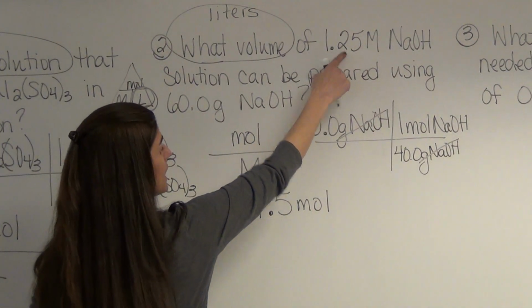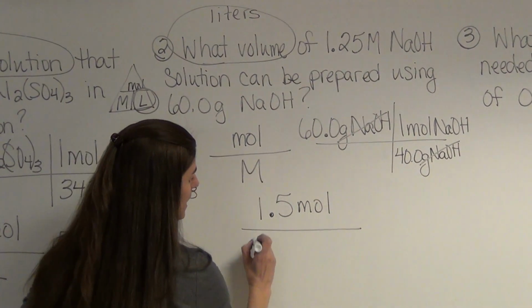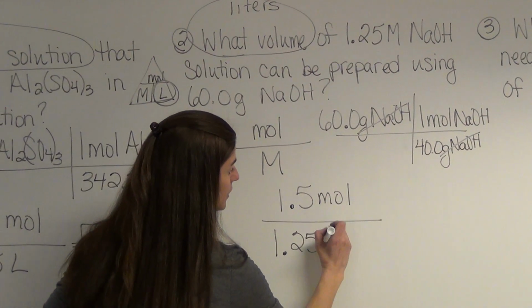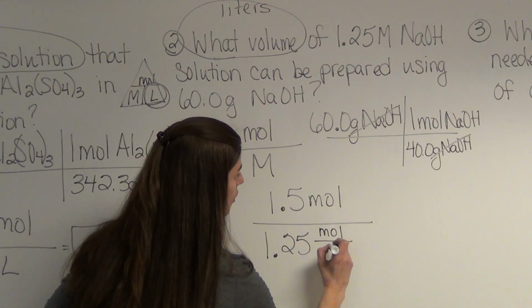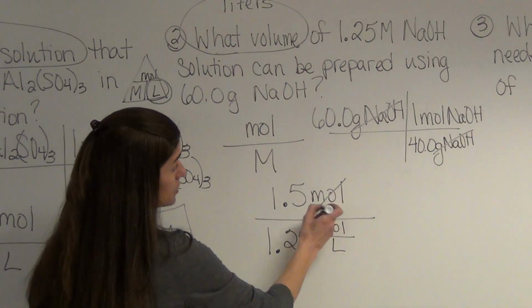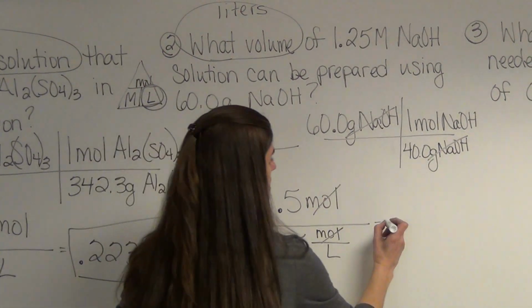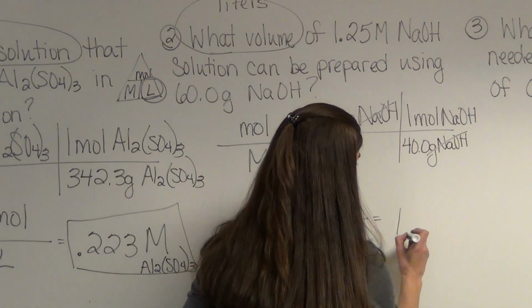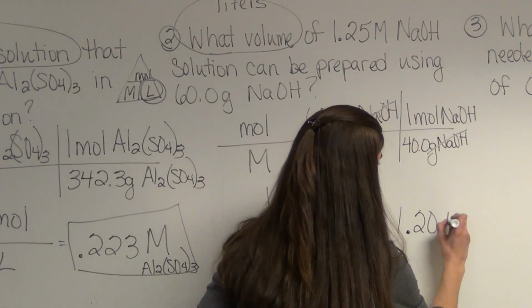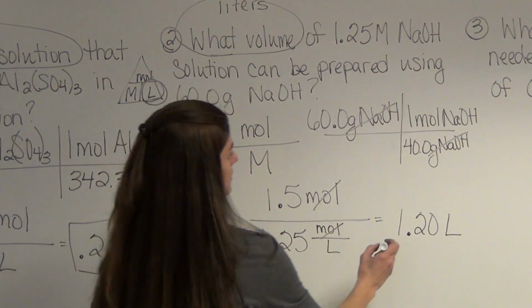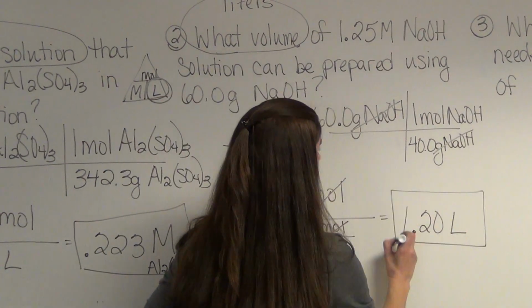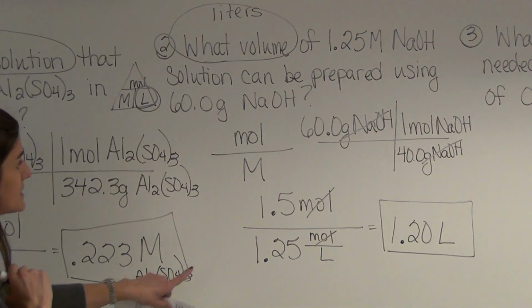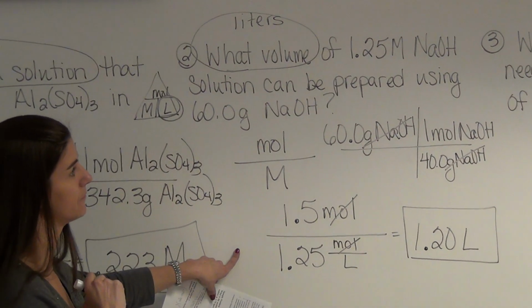Now we have moles, which is our formula. We have the molarity. Put it on the bottom, 1.25 molar. And if we rewrite that, that's moles over liters. And our units are going to cancel out here. So put this into the calculator, and we get 1.20 liters. And this is our final answer. That's what we are looking for, the volume of it. So that's the second type of problem that you can have.